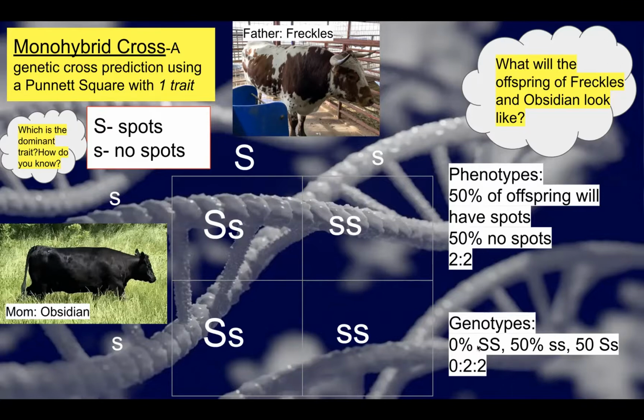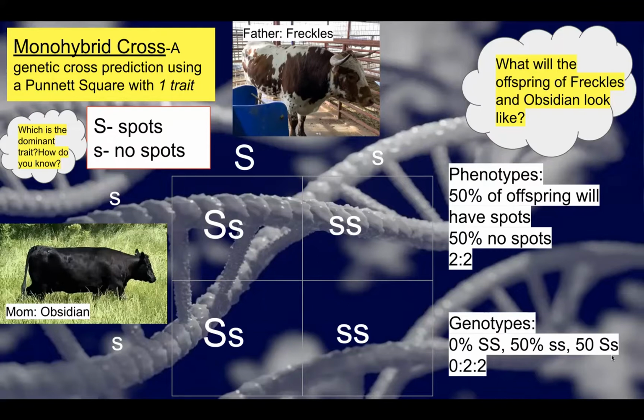So 0% will have homozygous dominant. So we don't have any that are uppercase S, uppercase S. So that's why we have 0 right here. For the recessive traits, homozygous recessive, the lowercase s's, look on our little chart over here. We have 2 that will be homozygous recessive, meaning 2 lowercase s's. So we can say that that is 50%.